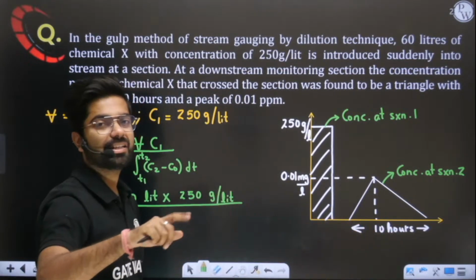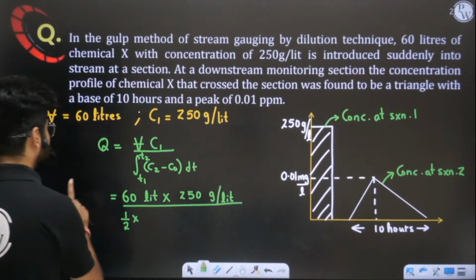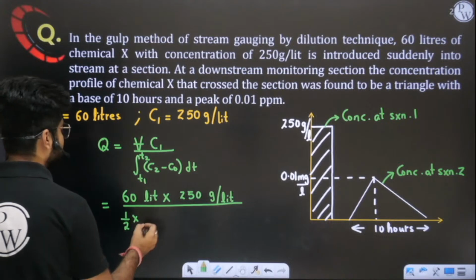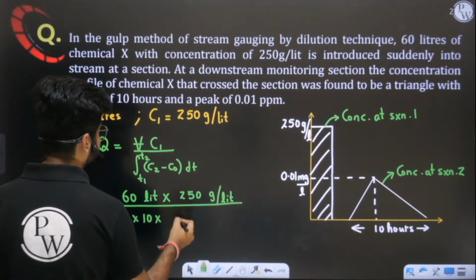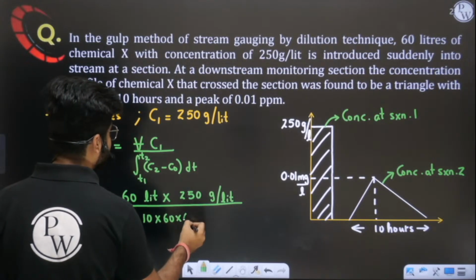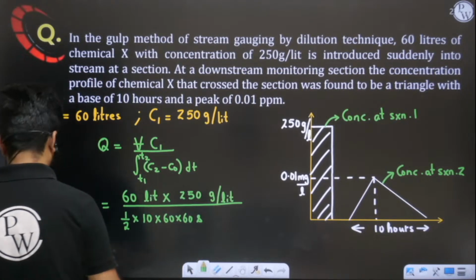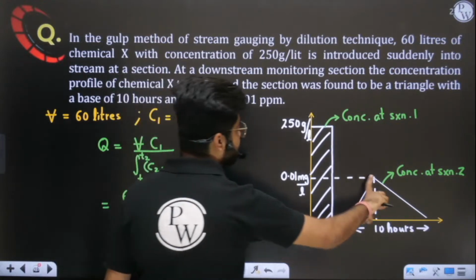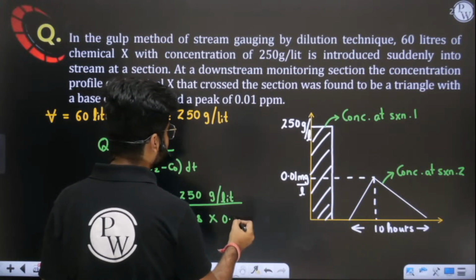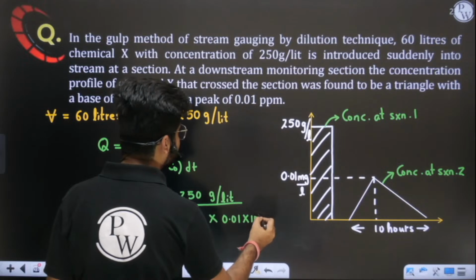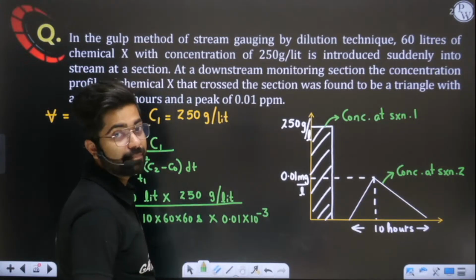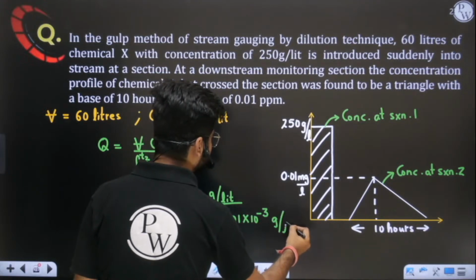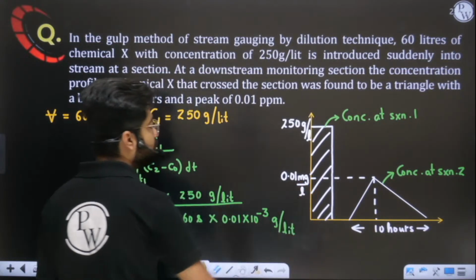Convert this hour into second, because I want to find discharge in meter cube per second. You know that in 1 hour we have 60 minutes and in 1 minute you have 60 seconds. So you have converted hour into second, and this height is 0.01 milligram. Milli means 10 power minus 3. You all know this. Milli means 10 power minus 3 gram per liter. So we have removed milli.